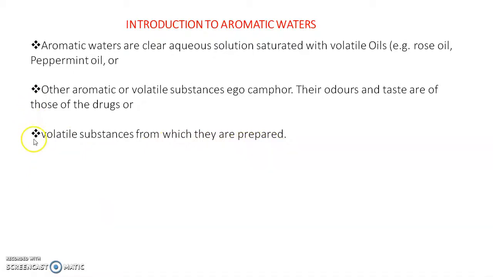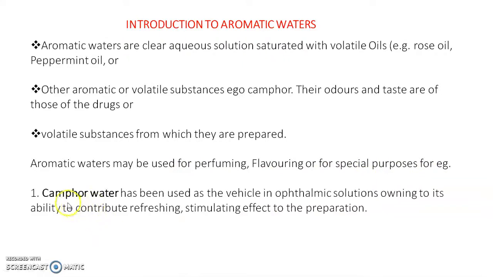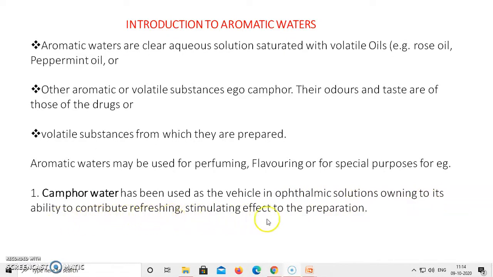Aromatic waters are basically made from the volatile substances. Aromatic waters may be used for perfuming, flavoring, or special purpose. Example of aromatic water is, first we see the camphor water. Camphor water has been used as the vehicle in the ophthalmic solutions owing to its ability to contribute the refreshing, stimulating effect to the preparations.